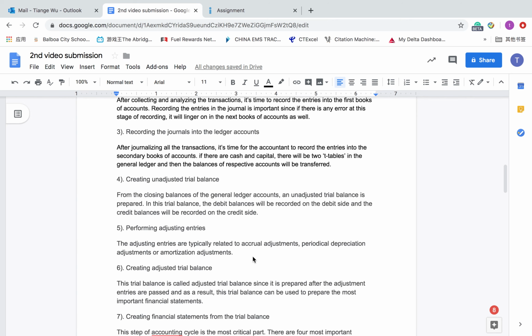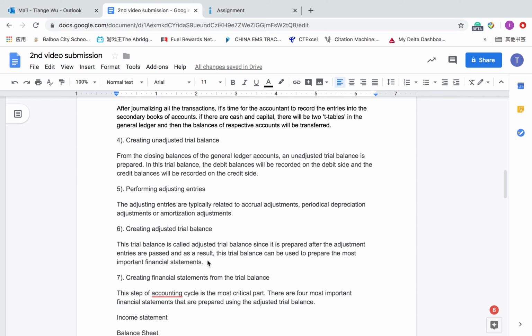And for step 5, performing adjusting entries. The adjusting entries are typically related to the accrual adjustments, the periodical depreciation adjustment, or amortization adjustment. And step 6 is creating the adjusted trial balance. This trial balance is called the adjusted trial balance since it is prepared after the adjustment entries are passed, and as a result, this trial balance can be used to prepare the most important financial statements.